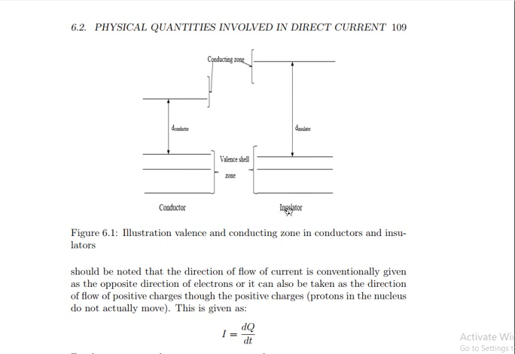While in the case of insulators, the energy which should be supplied to the valence electron for it to enter the conducting zone is very large. Since this energy is very large, the potential difference will not provide sufficient energy for the electron to move from the valence zone into the conducting zone to be conducted. This is why insulators do not conduct current. It's due to a lack of electrons in the conducting zone.